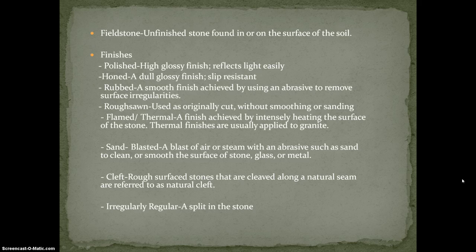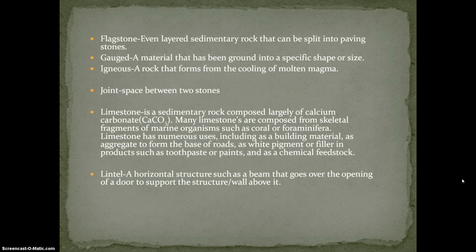Then there's cleft, which is roughed surface stones that are cleaved along a natural seam and are referred to as a natural cleft. And irregularly regular is a split in the stone. Flagstone is an even layered sedimentary rock that can be split into paving stones. Gauged is a material that has been ground into a specific shape or size.